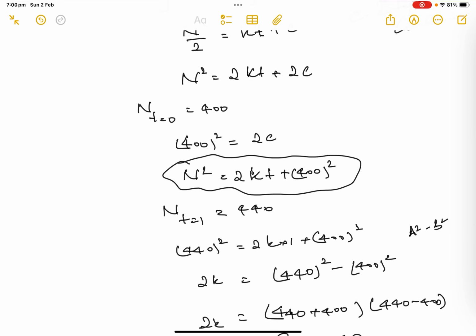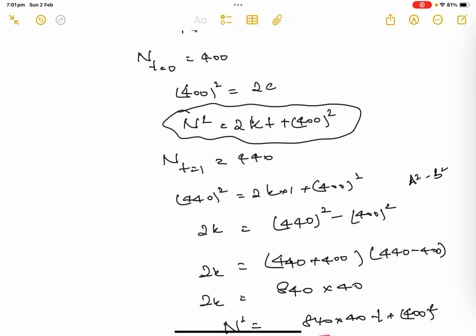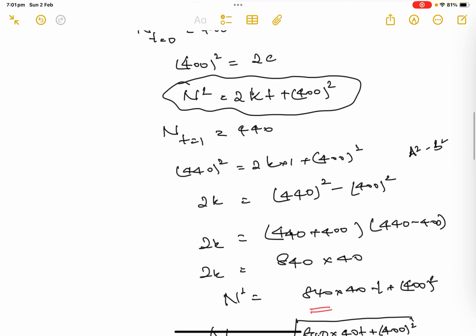So we know n at t equals 0 is 400. So that should satisfy this n squared equation. We can substitute n equals 400 and t equals 0. If we do that, n squared is 400 squared and t is 0, so the first part is 0, leaving 2c. So 2c is 400 squared. Now we can write the equation again: n squared equals 2kt plus 400 squared. Just keep that 400 squared as it is.